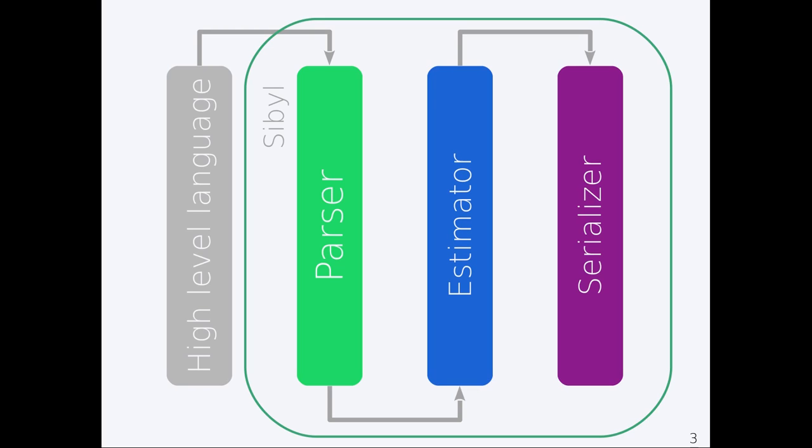As you can see in this image, Sibyl is composed mainly of three parts. A parser in green, which has the role to parse the input code and execute some static analysis on it. An estimator in blue, which will use the information provided by the parser to find out the number of hardware resources required to the implementation of the code. And a serializer in purple, a smaller component that exports the estimation results in various formats.